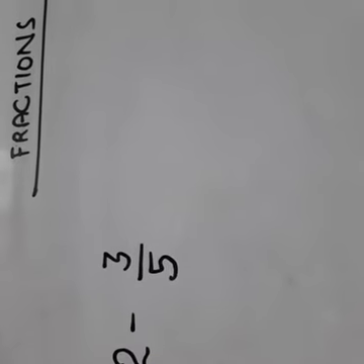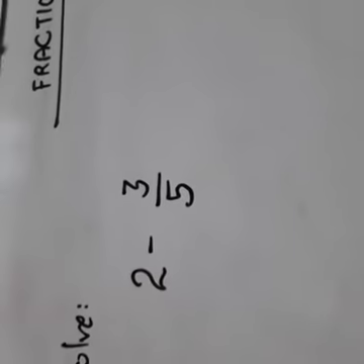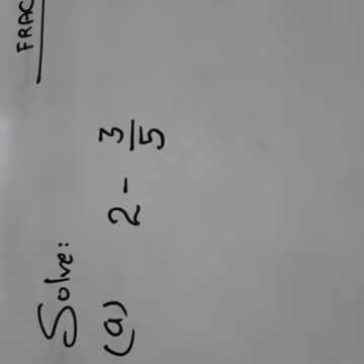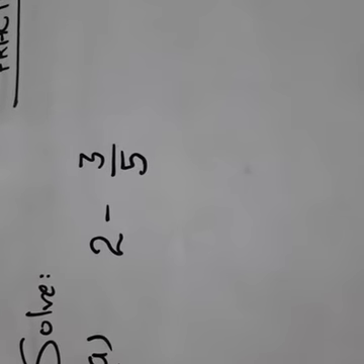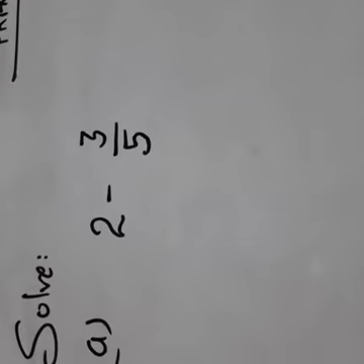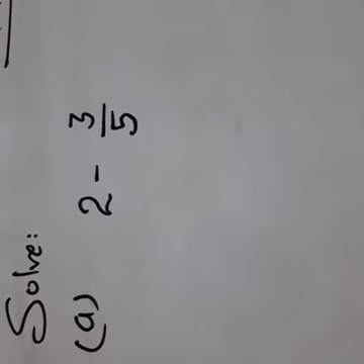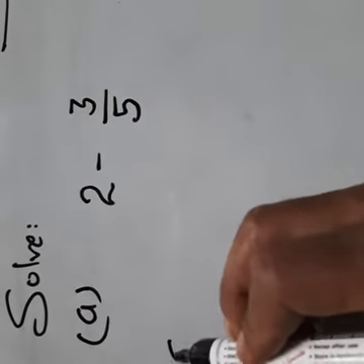Hello students, this is my second class on fractions. So we will solve a few questions of addition and subtraction, how to add fractions and how to subtract fractions. So the first question you can see here, 2 minus 3 upon 5. So how to solve it?